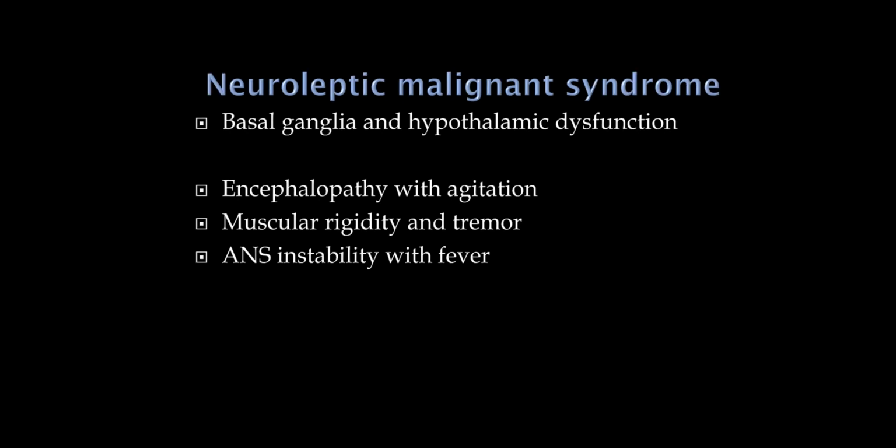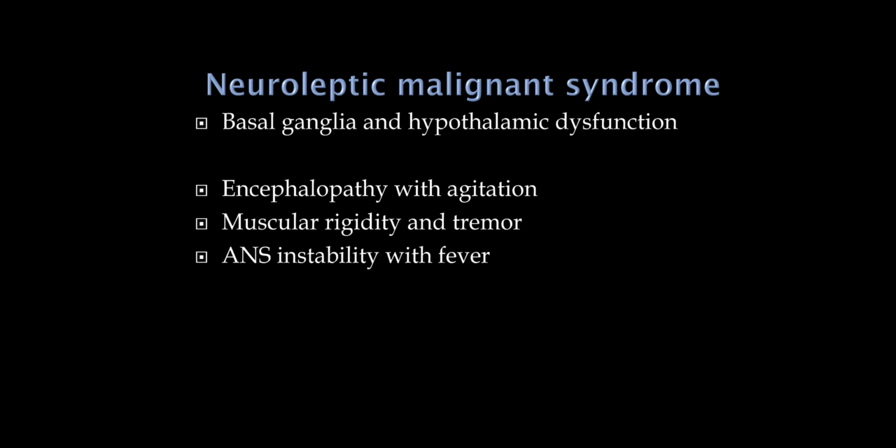Neuroleptic malignant syndrome is something else we can see from dopamine blocking medications. This syndrome is caused by dysfunction in the basal ganglia, which gives the patient the rigidity, tremor, Parkinsonism, right? But it also affects the hypothalamus, and that causes a lot of autonomic instability. Patients may have heart rate and blood pressure going up and down. They may have a fever. And these patients are agitated and confused. So that's our triad for neuroleptic malignant syndrome.